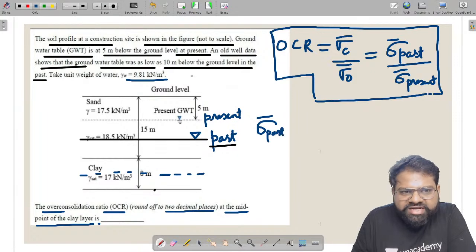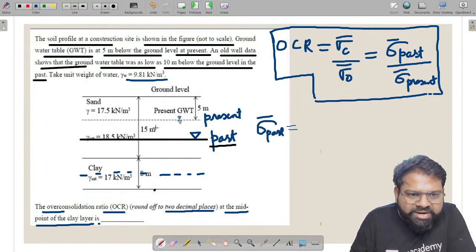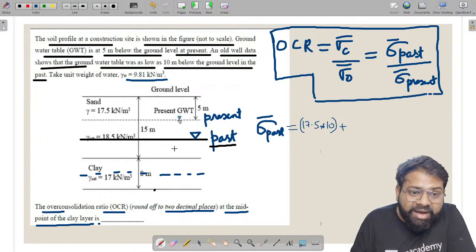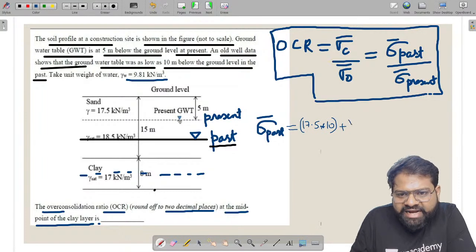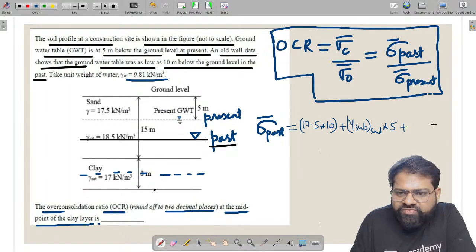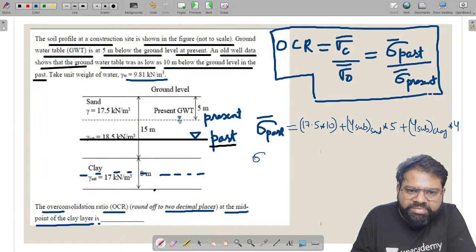To calculate the effective stress in the past, the total stress above the water table would be 17.5 multiplied by 10, plus gamma submerged. Which soil is submerged? Sand is submerged. So I will write gamma submerged of sand multiplied by 5, plus, where you need to find it at the center of the clay layer. The thickness of the clay layer is 8 meters, so you write gamma submerged of clay multiplied by 4.